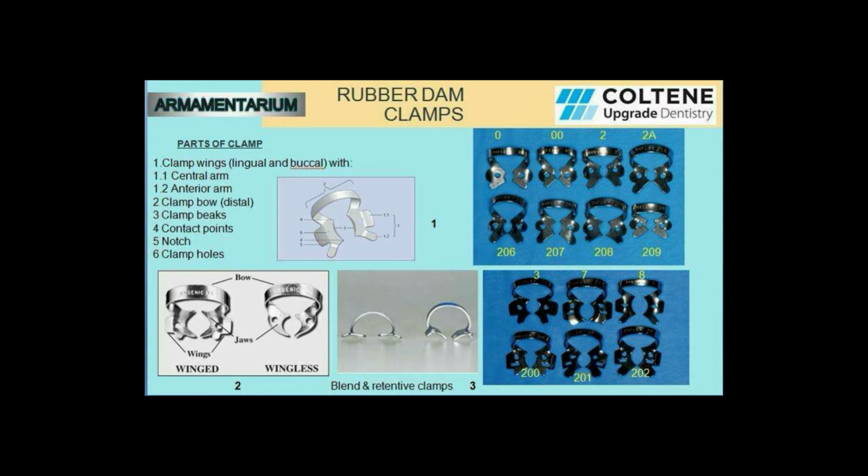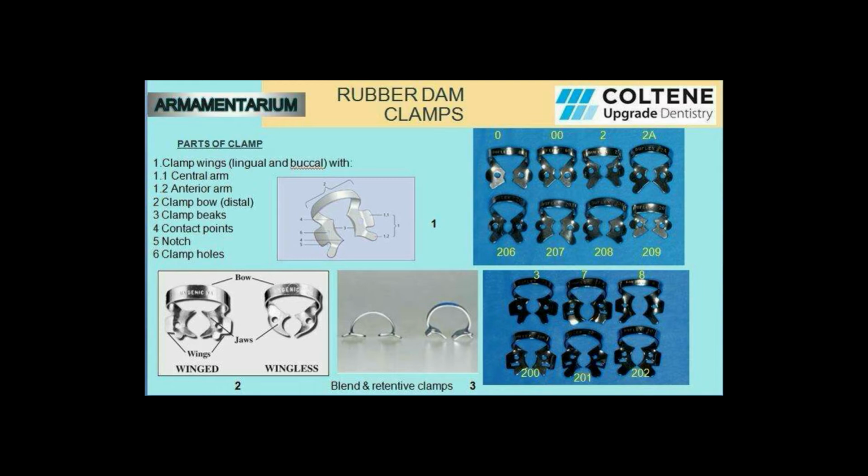Whenever you are placing a rubber dam clamp over a tooth, always remember that the bow is always placed distally. It is never placed mesially because that will interfere with your vision and with your air rotor and other instruments too. The next one, the third one, is the clamp beaks. The next one, that is fourth, is the contact points.